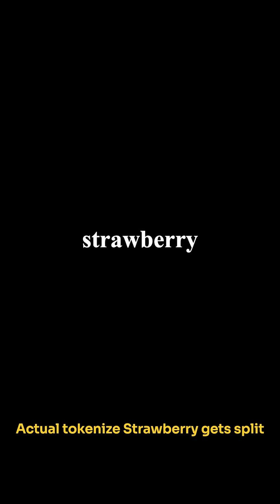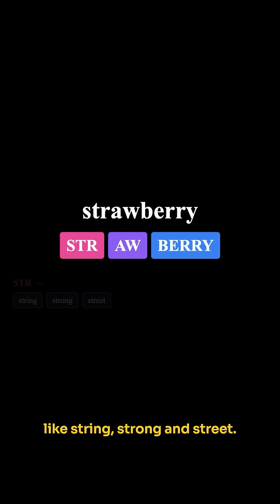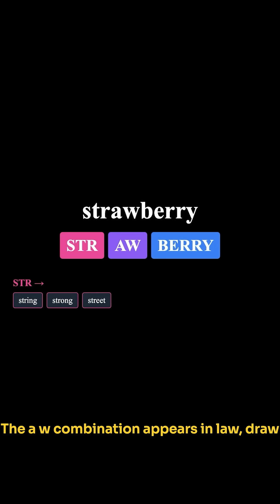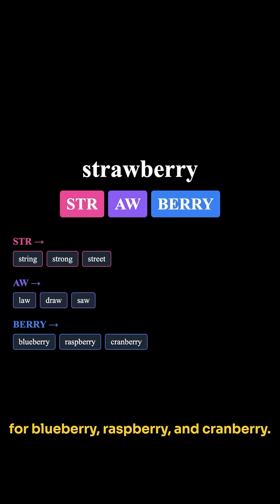In GPT's actual tokenizer, strawberry gets split into 3 tokens: STR, AW, and berry. Why these specific pieces? Because STR is a common pattern that shows up in words like string, strong, and street. The AW combination appears in law, draw, and saw, and berry is obviously useful for blueberry, raspberry, and cranberry. BPE figured out that these 3 pieces are way more reusable than just memorizing the whole word strawberry by itself.